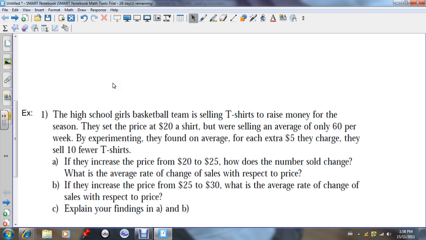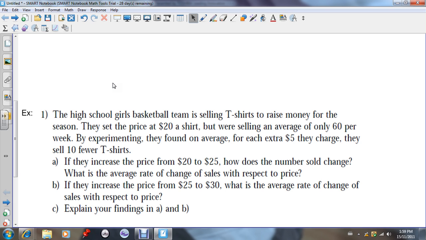If you want, you can pause me and have a chat about it, or you can just listen to me go on. If they increase the price from $20 to $25, in the question it said, for each extra $5 they charged, they sold how many fewer t-shirts? You should be saying 10. It means that they were already selling 60 at $20. So if they increase an extra 5, they're going to lose 10 t-shirts, right? So they're going to sell at $25 actually 50 t-shirts.